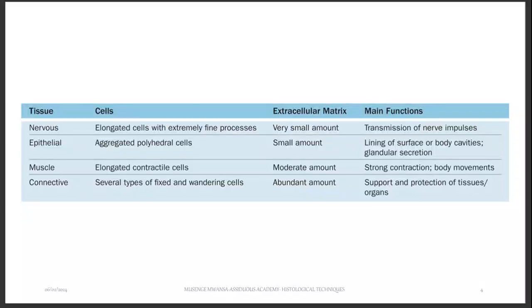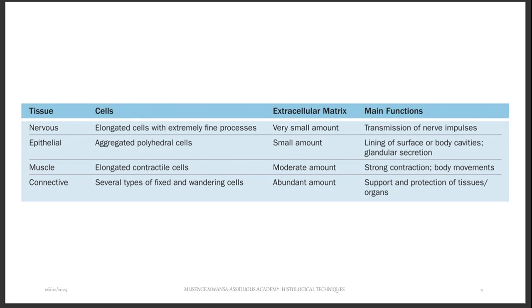So we have got many types of tissue. Actually, all the cells in our body, as many as they are, are all going to be made up of these four types of tissue. So you have got nervous tissue, epithelial tissue, connective tissue, and muscle tissue.